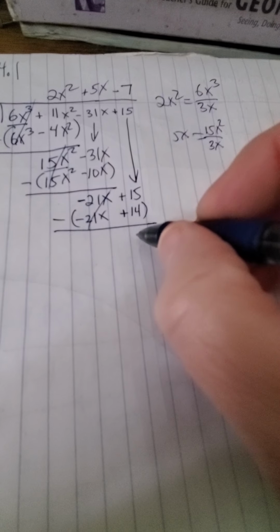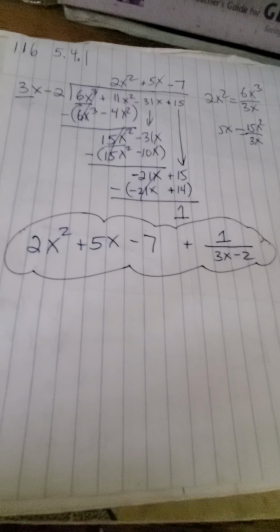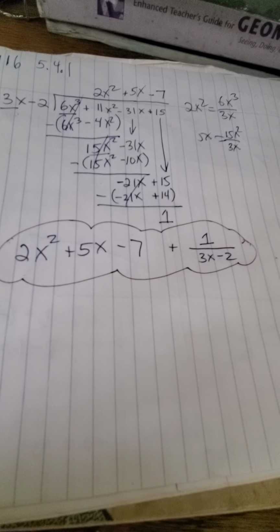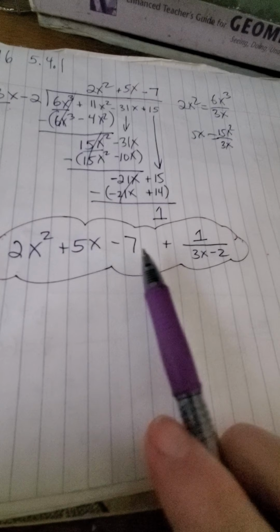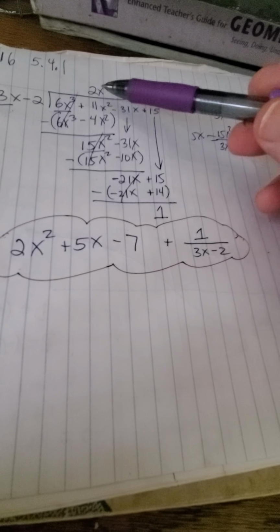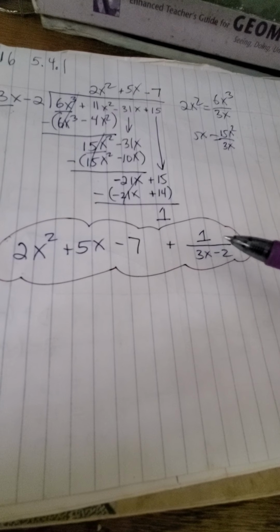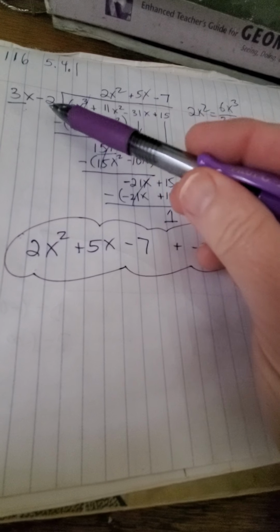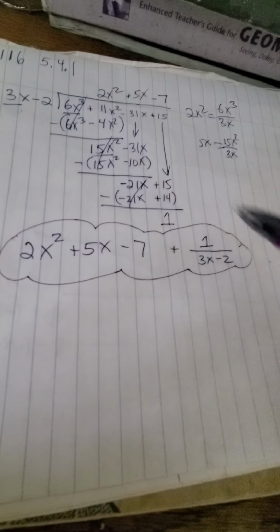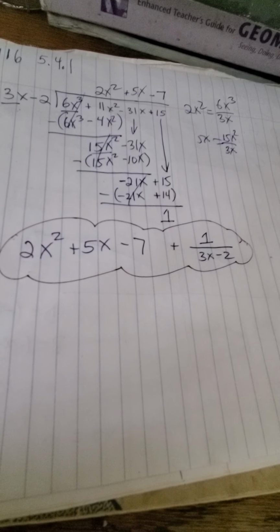That cancels, and that just becomes 1. And the way I express the final answer is 2x squared plus 5x minus 7. That's the quotient that I have up here on top. But the remainder 1, I don't just write 1. I write 1 over whatever that term is out there, 3x minus 2. 1 over 3x minus 2.